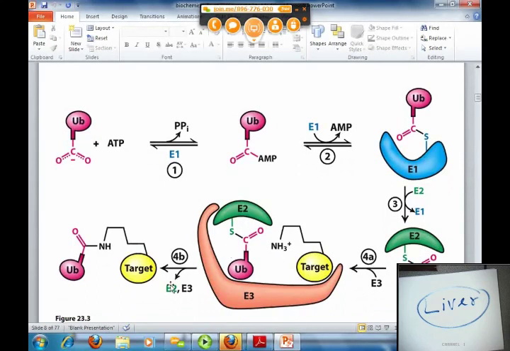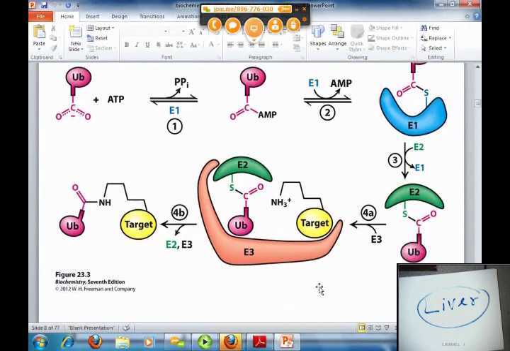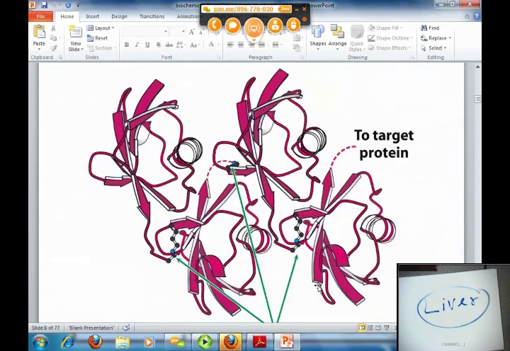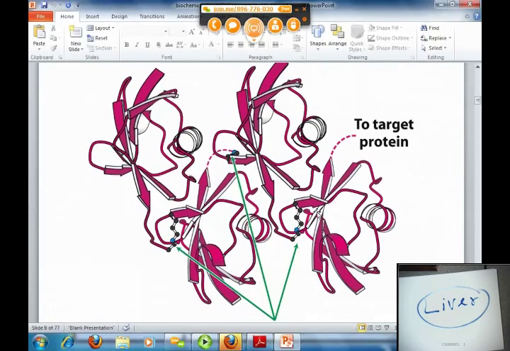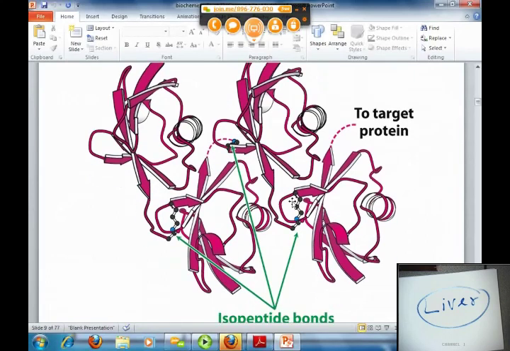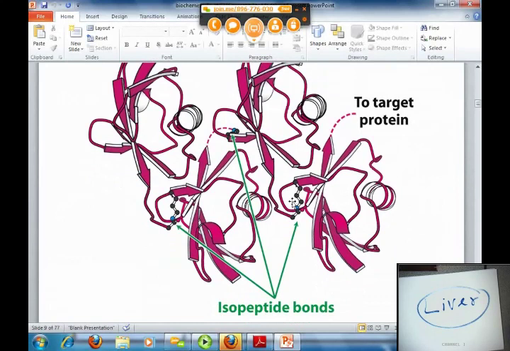The next step is the target. Here, this is the ubiquitin, and this is the ubiquitinated protein. This is the target protein. The yellow one is the target protein, and the ubiquitin is activated with ATP in these steps. When it is activated, it goes to enzyme 2, and then to enzyme 3 with the target protein. Now what happens? It is going to degrade the target protein. You can see how the ubiquitination works, the mechanism, and how the isopeptide bonds form.